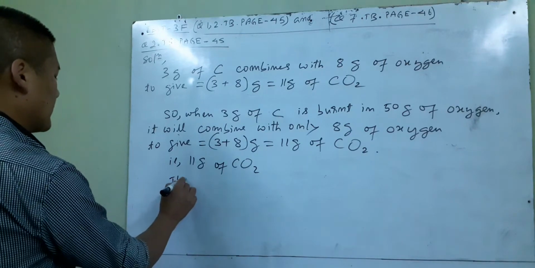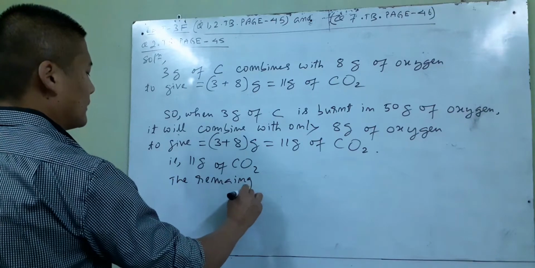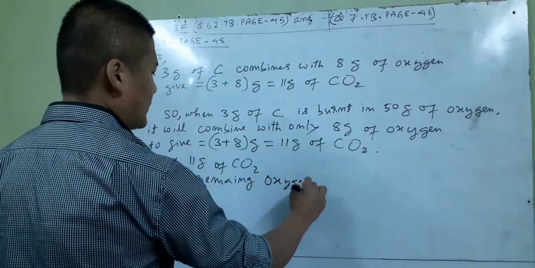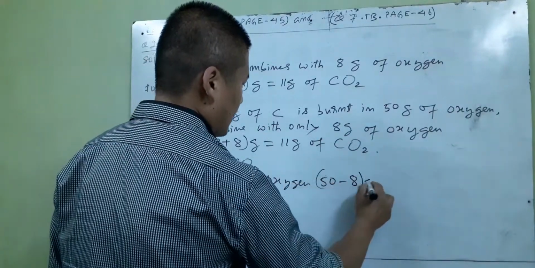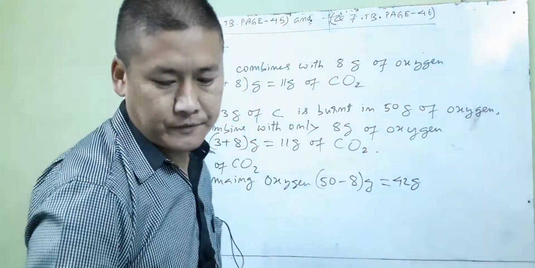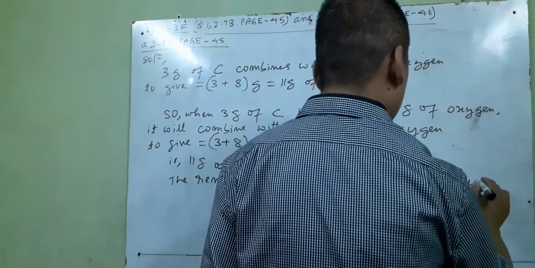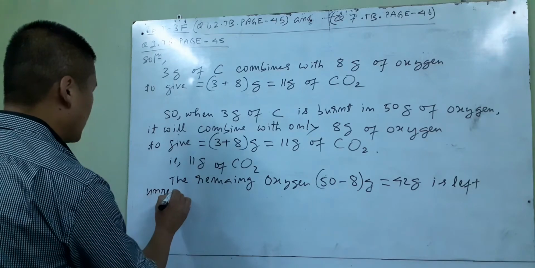The remaining, okay, this is the main part of the answer. The remaining oxygen, which is 50 minus 8 is consumed, so 8 gram, which is equal to 42 grams. Okay, the remaining 42 grams is left unreacted. That is interesting. Why we need to answer that?